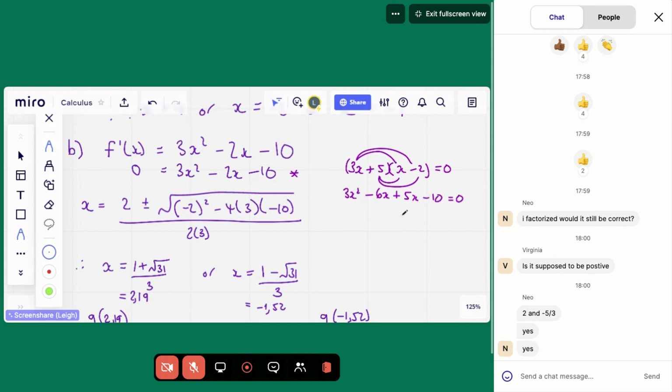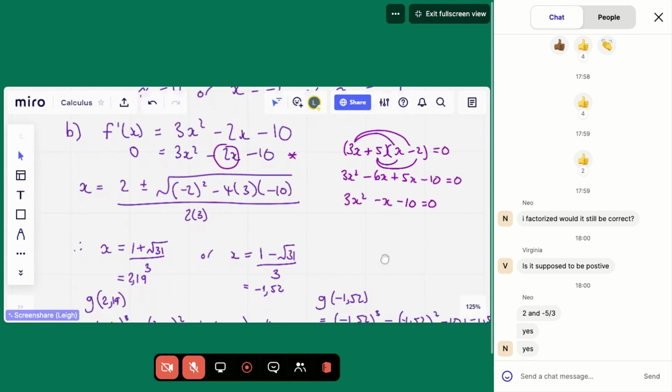The thing is that you don't get the same middle term. You've ended up with 3x squared minus 1x minus 10. So you don't get the same middle term. So unfortunately, Neo, that's not going to be correct. It is what I've written over here.